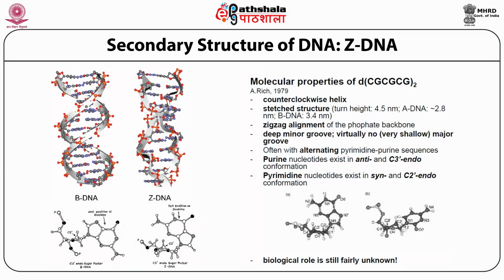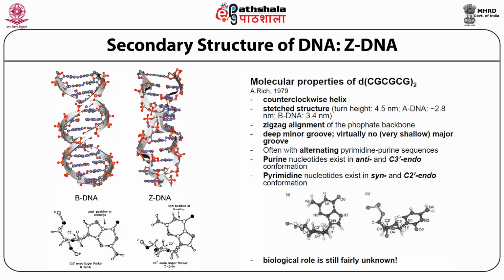There is another possible secondary structure of DNA, which was discovered much later, called Z-DNA. Compared with B-DNA, where it is a clockwise helix, it is a counterclockwise helix in the case of Z-DNA. It is a slightly stretched structure, just opposite to A-DNA, which is much more compact. The pitch is 4.5 nanometer in Z-DNA, whereas for B-DNA it is 3.4, and A-DNA, as I said, is more compact, at 2.4 nanometer.